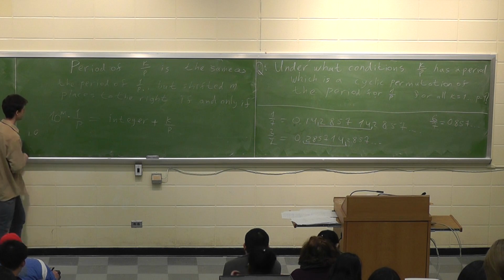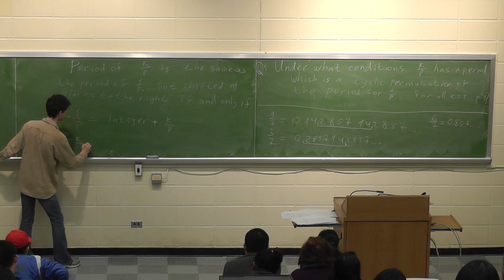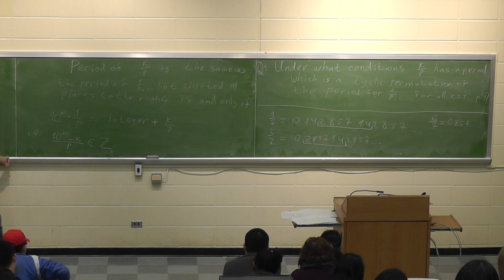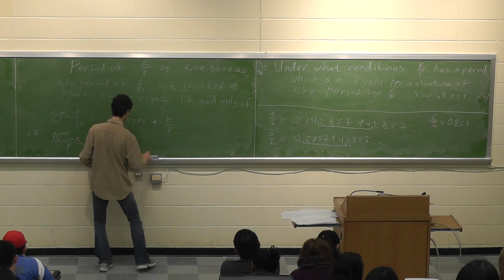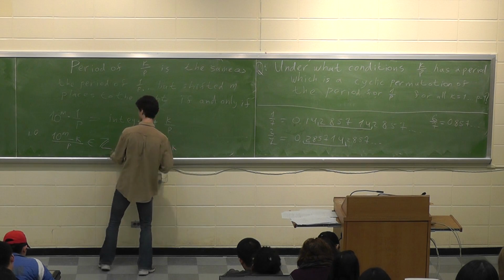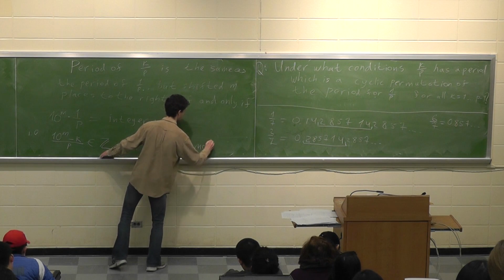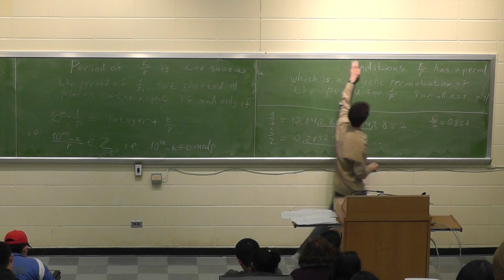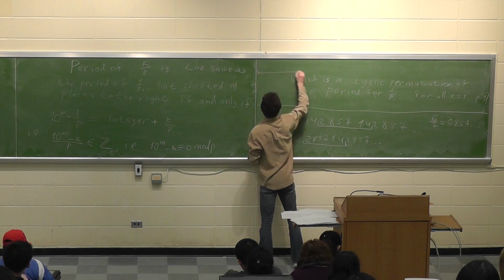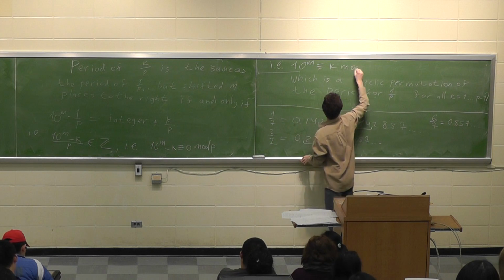I.e., let's rewrite it: 10 to the power m minus k over p is an integer. Or, let's rewrite it once again: 10 to the power m minus k is divisible by p. I.e., 10 to the power m is congruent to k modulo p.